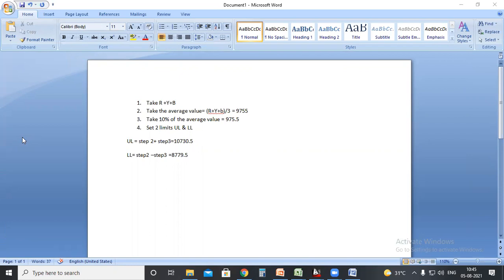Then the next step is to set two limits, upper limit and lower limit. What is the upper limit? You will be adding the average value plus the 10% value. Okay, that is the upper limit. Then what is the lower limit? You will be subtracting the 10% value from the average value. So you will get the upper limit and lower limit. Each phase, that is R phase, Y phase, B phase, shall have the load between these two limits. You should do whatever is possible to make the phases balanced.